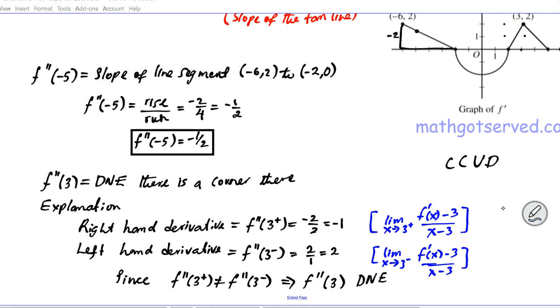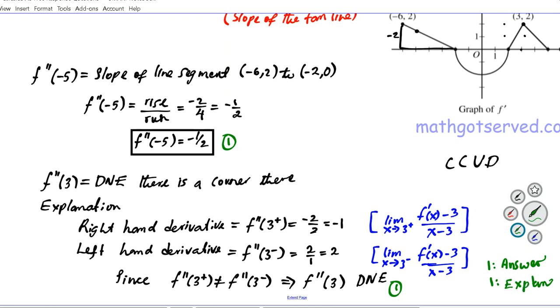All right, so how was this scored on the AP exam? This is a two-point question. All you had to do was find the two slopes and provide an explanation where applicable. So this one was 1 point, you didn't need the explanation for that. And then this one is another 1 point, as long as you provided the answer and also provided the explanation. So 1 point for answers and then 1 point for explanation. All right, so that's that.